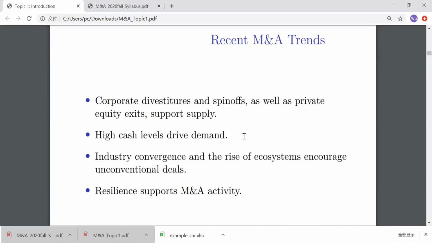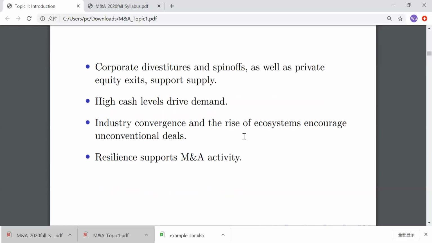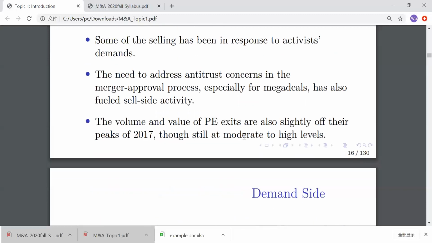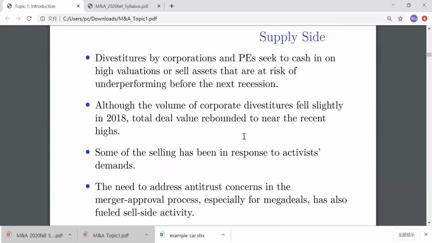So a bank buys a high-tech company. A high-tech company buys a healthcare company, right? So these kinds of deals. Finally, resilience supports M&A activity, right? So we'll talk about these things. On the supply side, we already talked about, right?